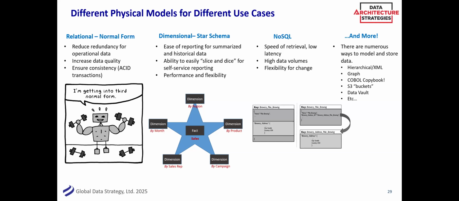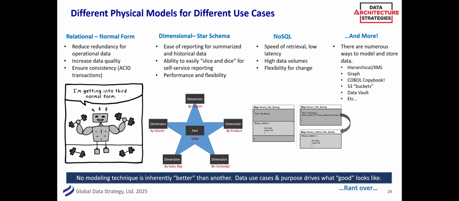I'm a fan of the relational to get your data quality right. And then from there, when you have data quality right, you can use a lot of different patterns for your analytics. It isn't all just third normal form. Please don't use third normal form for most of your reporting, I would say. So again, no modeling technique in and of itself is inherently better than another. What makes one better than the other is what your fit for purpose use case is.